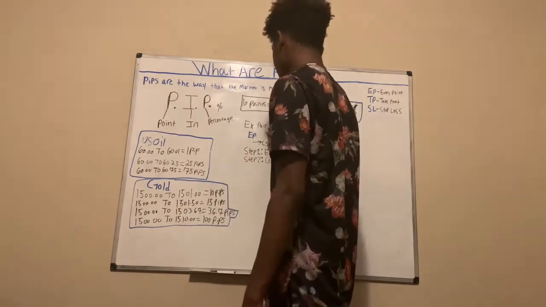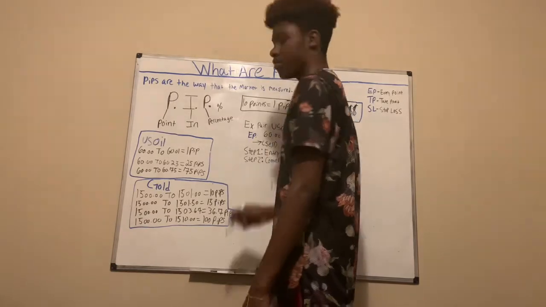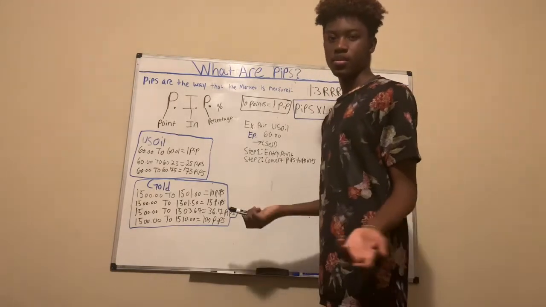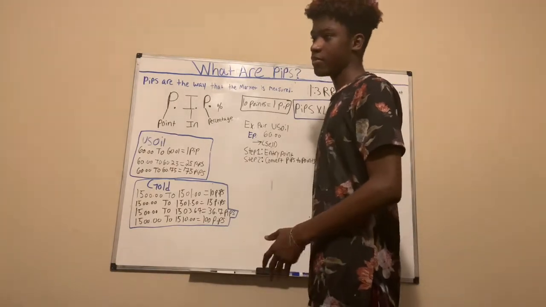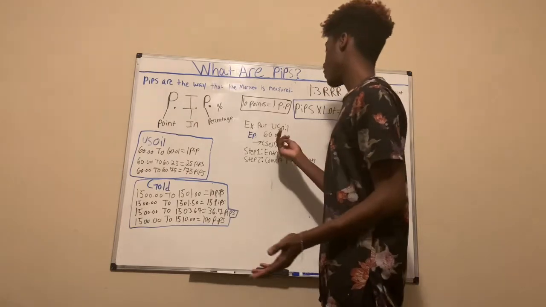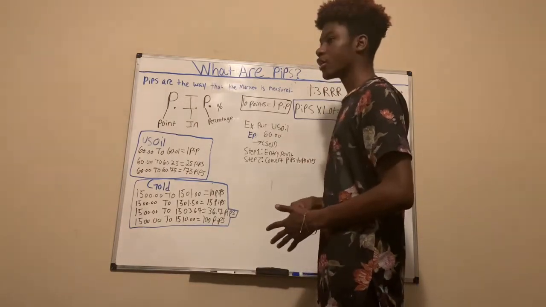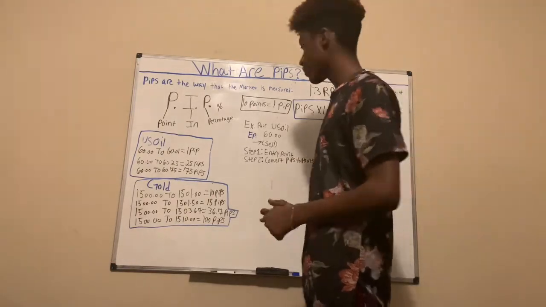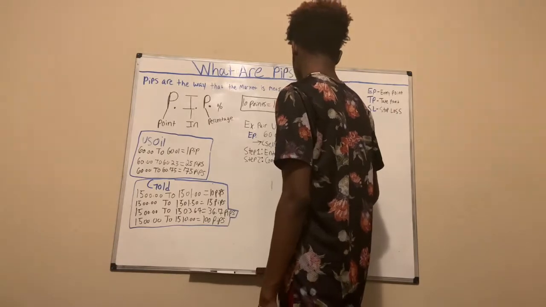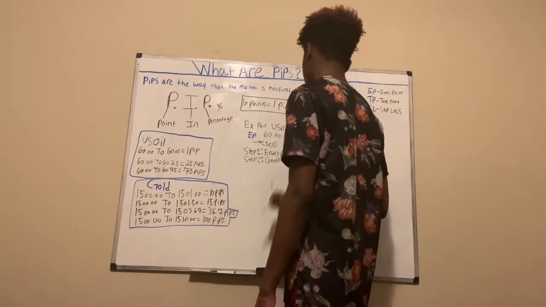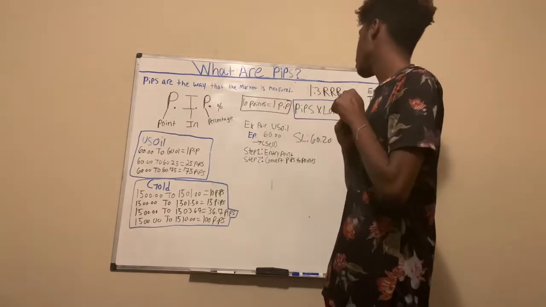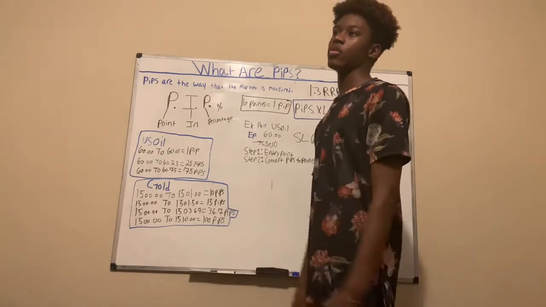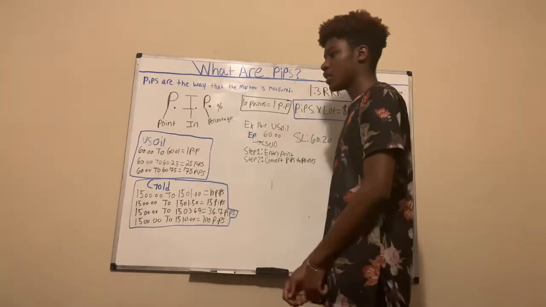So say my entry point was 60. I want a 20 pip stop loss, for a sell. So what's $60 plus 20 cents? 60.20. So the stop loss would be 60.20. Now let's see, 1 to 3, 20 times 3, 60. So I want a 60 pip take profit.